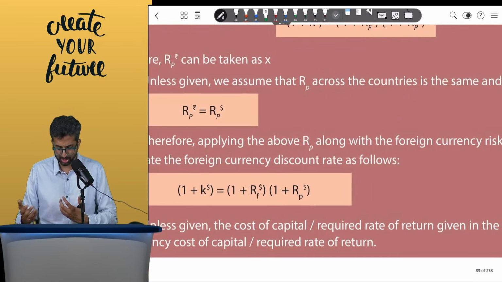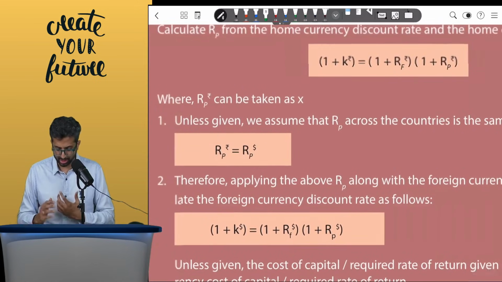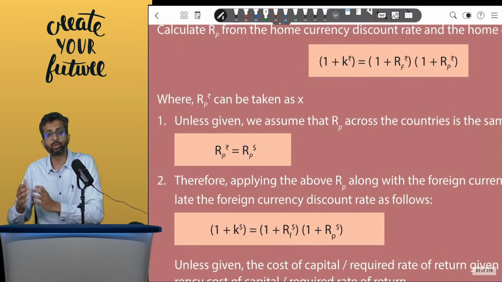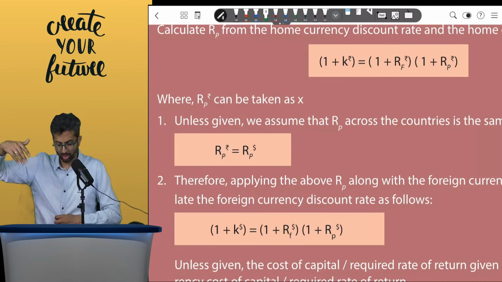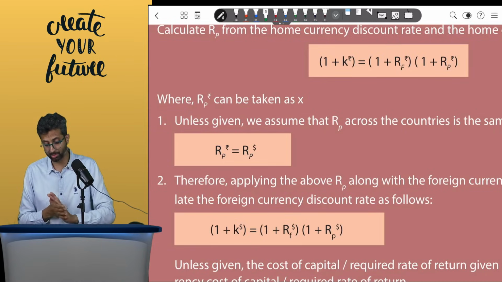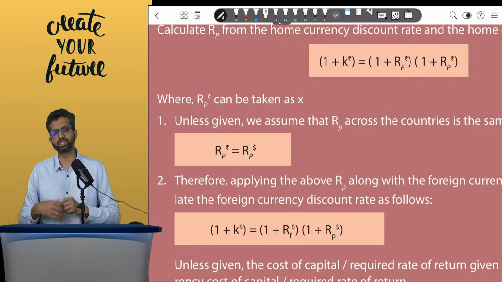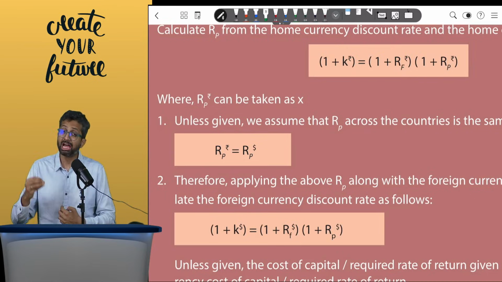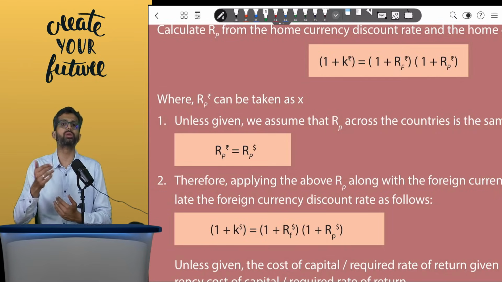So you will say, okay, the risk premium of the rupee and the dollar is the same, and hence you will try to find the cost in the dollars. 1 plus the cost in the dollars is equal to 1 plus the risk-free rate of the dollars into the risk premium, which is also the same in dollars. This will give you the foreign currency discount rate, which will be used for discounting foreign currency cash flows.